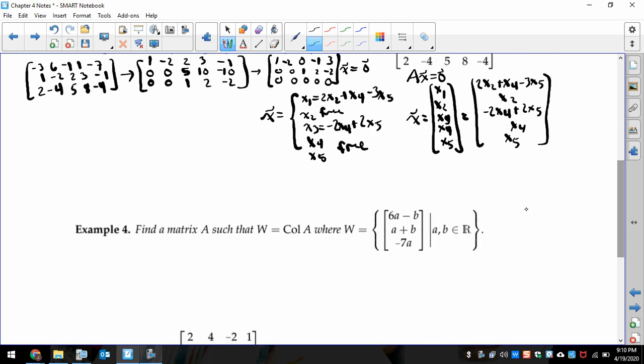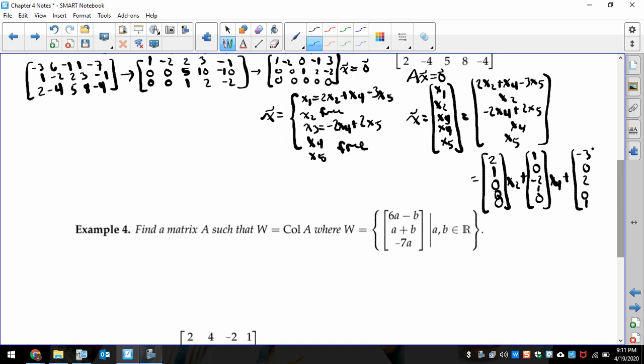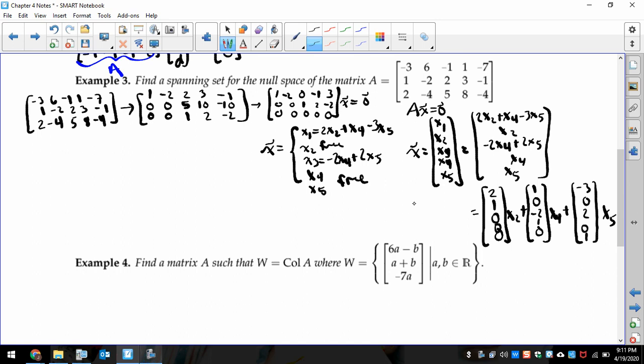Okay, so now we want to break this up into its parts. So we have a vector. This is the x2 vector: 2, 1, 0, 0, 0. This makes up x2. What makes up x4? That's the next free variable: 1, 0, negative 2, 1, 0. That's x4. And then x5 is negative 3, 0, 2, 0, 1. Okay. So now these three vectors make up the null space.